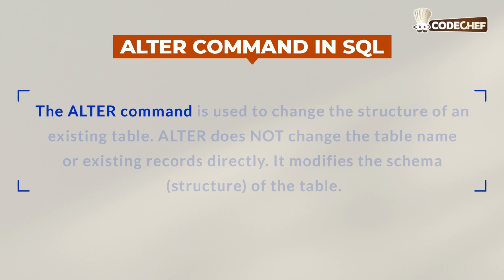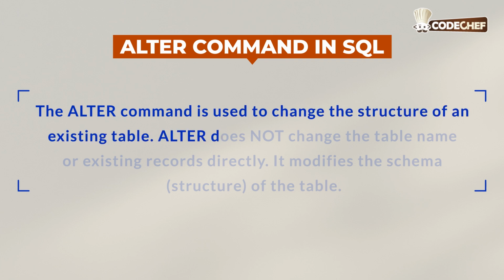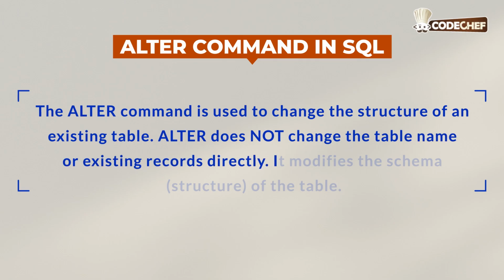Alter command in SQL. The alter command is used to change the structure of an existing table. Alter does not change the table name or existing records directly. It modifies the schema, which means the structure of the table. So we do not use alter command to change the data that we have fed inside a table, but we use it to change the overall structure of the table.